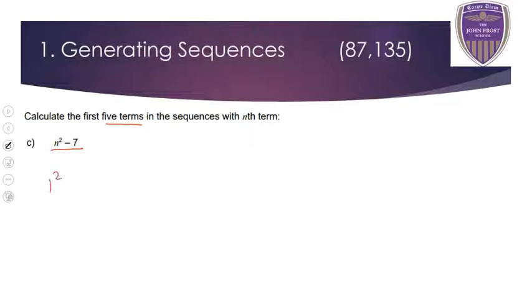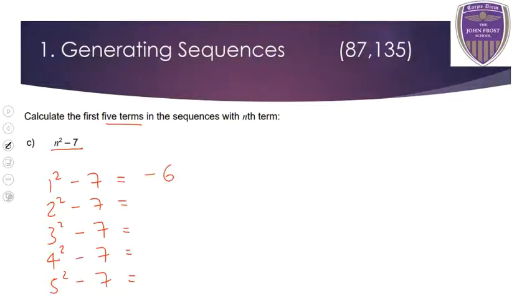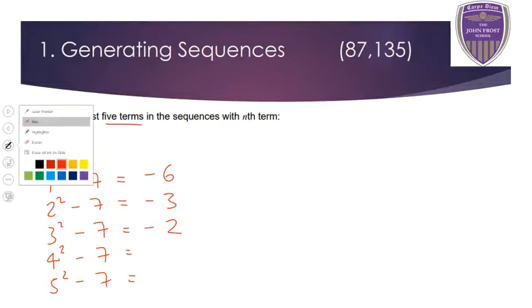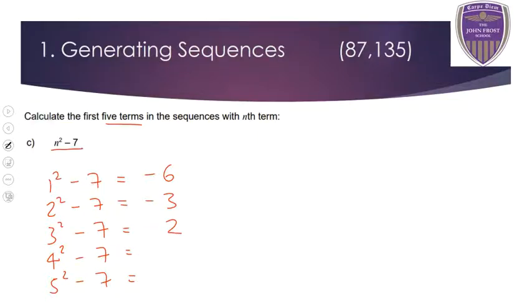Okay, so the first one is 1 squared minus 7, then 2 squared minus 7, up until you've done 5 squared. Okay, so 1 squared is 1, minus 7 is minus 6, 2 squared is 4, minus 7 is minus 3, 3 squared is 9, minus 7 is 2. Okay, 4 squared is 16, minus 7 is 9, 5 squared is 25, minus 7 is 18. So our sequence is minus 6, minus 3, 2, 9, 18, and so on.